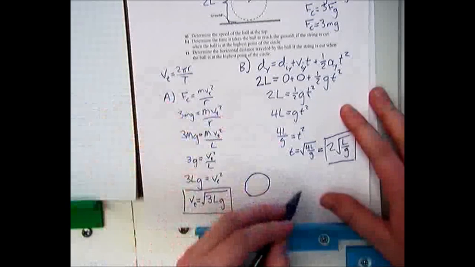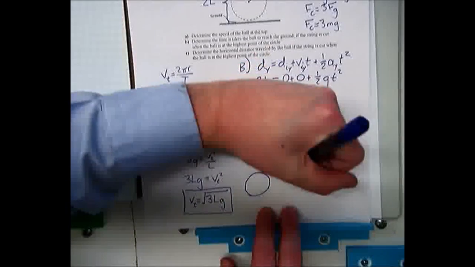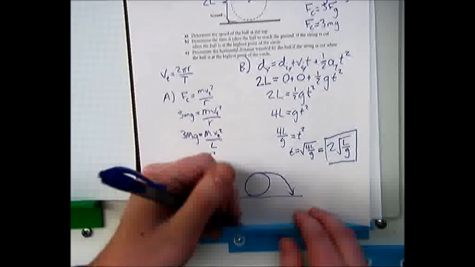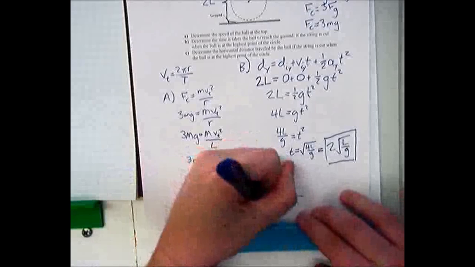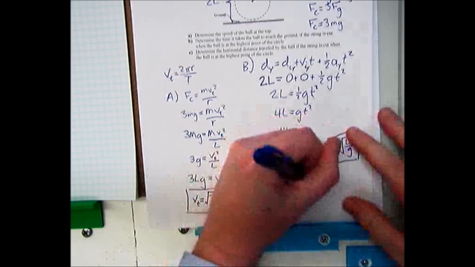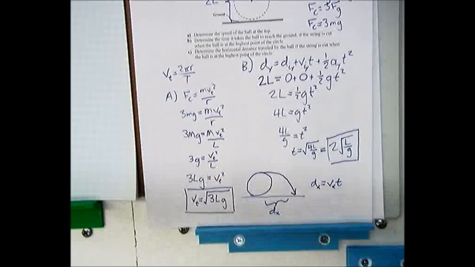I'm just going to draw it going this way this time. If it starts from up here, it's going to follow a parabola, and it's going to land a distance away, and that's dx. Once it's launched, there are no forces acting on it horizontally, so our horizontal velocity is constant. There's no acceleration in the x direction. So in order to get the distance, it's a very easy equation: dx is equal to vx times t.